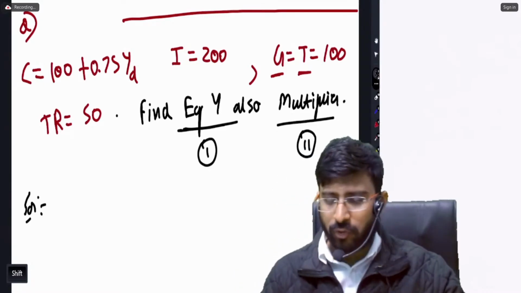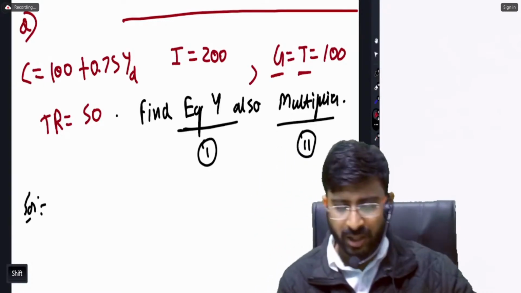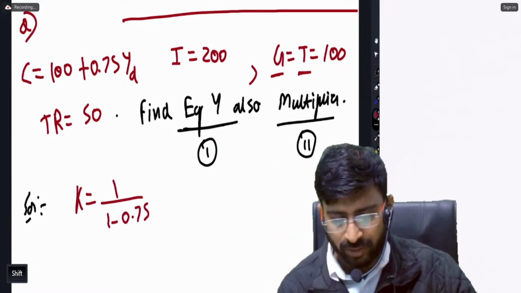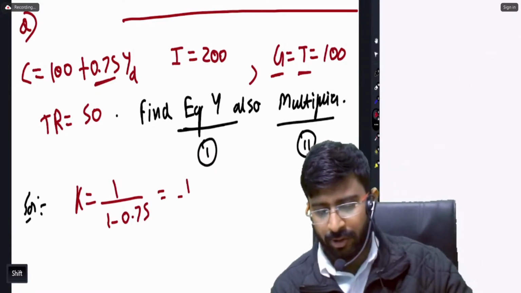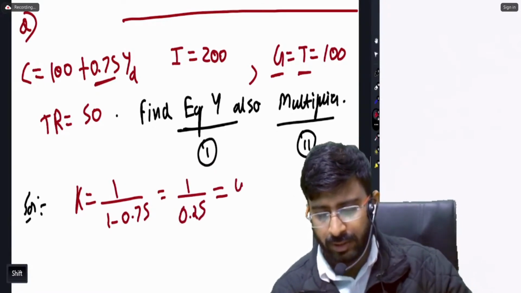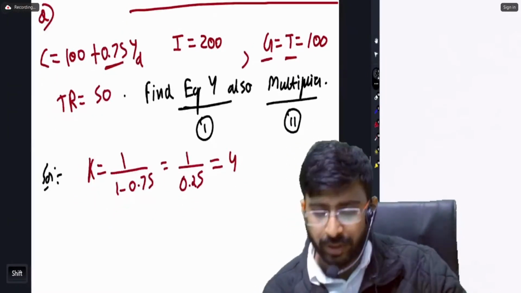Very good. First of all, yes, I can see KS Anaga telling, sir, K equals 1 by 1 minus 0.5, which is 1 by 0.25, which is 4. Yes? This you have understood correctly. Perfect. But now what about this one?